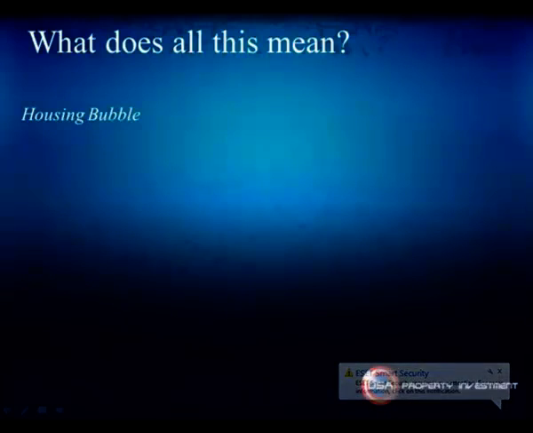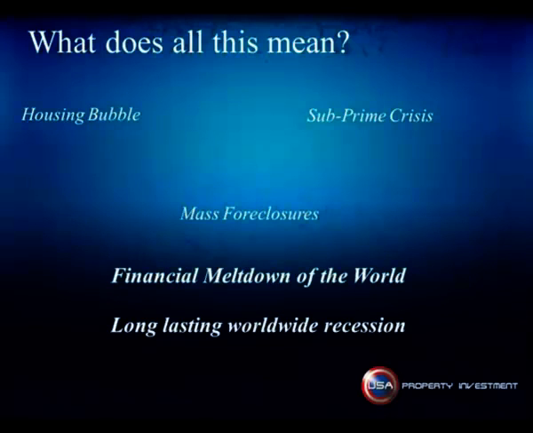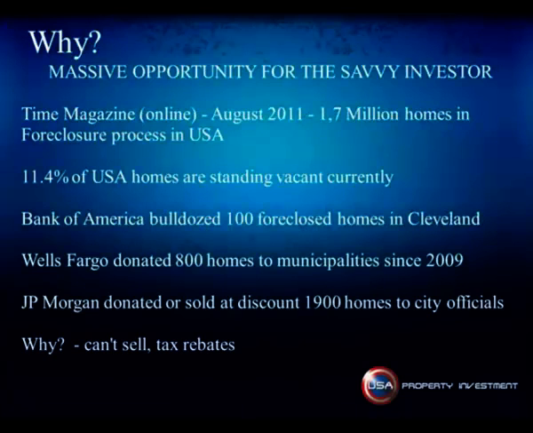So what does this all mean? Where does this leave us little people over here? Effectively, the housing bubble and the subprime crisis led to mass foreclosures, financial meltdown of the world, and a long-lasting worldwide recession. And we're sitting here with a massive opportunity, being a bit of a savvy investor, to take advantage of that situation. According to Time magazine, there are roughly 1.7 million homes in the foreclosure process in the USA right now, as of August 2011. That's a lot of stock available.